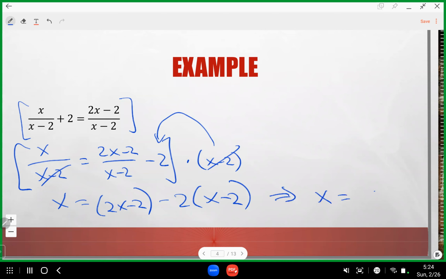Okay, so first of all, these x's cancel out, right? 2x minus 2x, that's gone. And then it's -2 plus 4, which is basically just 2. So x is equal to 2, right? x is equal to 2. Are we done?